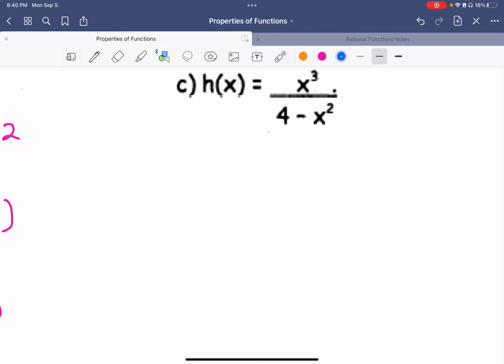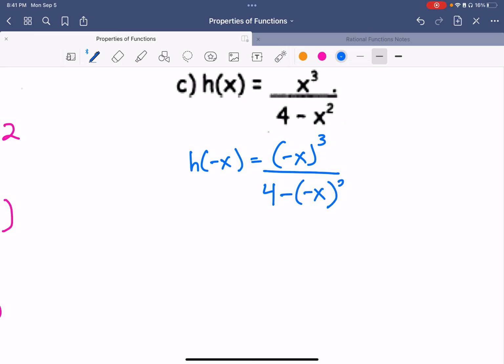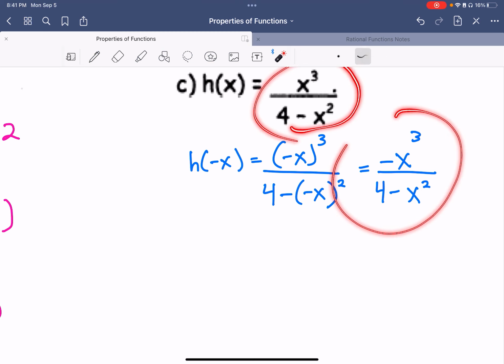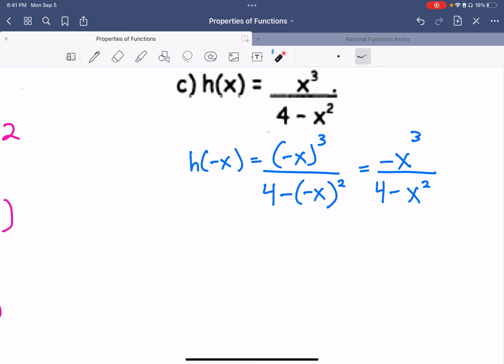Sorry, I'm going to replace the x's with negative x everywhere I see x. So that's negative x cubed in the numerator and 4 minus negative x squared in the denominator. Negative x cubed will be negative x cubed, and at the bottom we have 4 minus, and then negative x squared is positive x squared. So let's compare. Are these two the same? No, they are not. This one is negative, this one is positive, so it's not even.